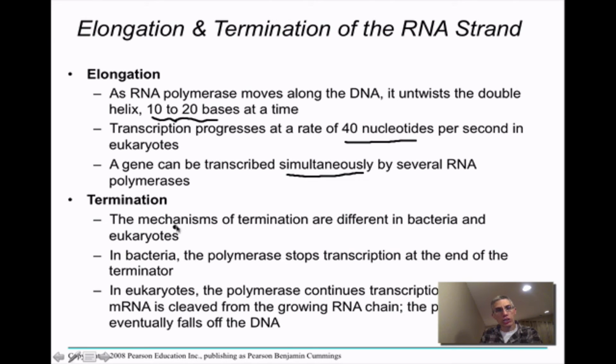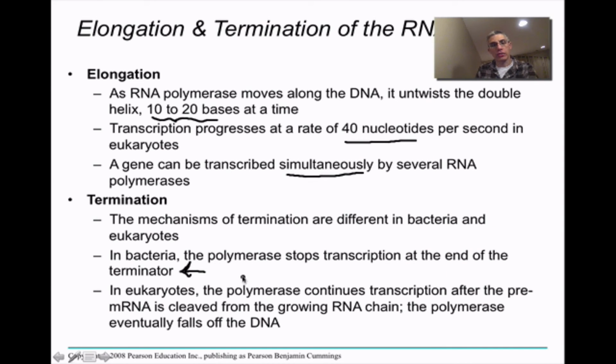So termination, on the other hand, again, the finishing up of that RNA transcript is going to be a little bit different depending on whether you're talking about prokaryotes or eukaryotes. So in bacteria, the polymerase is going to stop transcription at the end of the terminator. So it's a really simple process in bacteria or prokaryotes. In eukaryotes, on the other hand, the polymerase is going to continue transcription after the pre-messenger RNA has been actually cut or cleaved from the growing RNA strand, and the polymerase eventually is going to fall off the DNA.